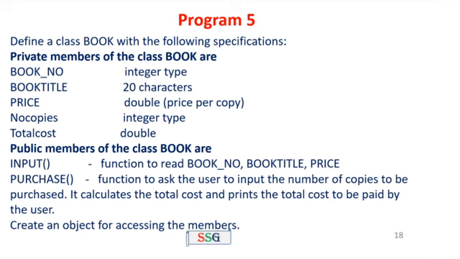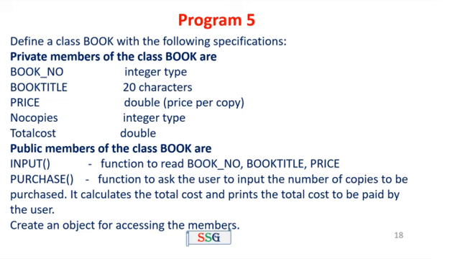So 20 characters means it should be a string variable. Price of the book, double. Price per copy means per copy rates, for example, per book rate. The next one, number of copies, the number of copies to be purchased. So number of copies should be integer data type. The next, total cost. Total cost is double. Total cost equals number of copies into price per book.